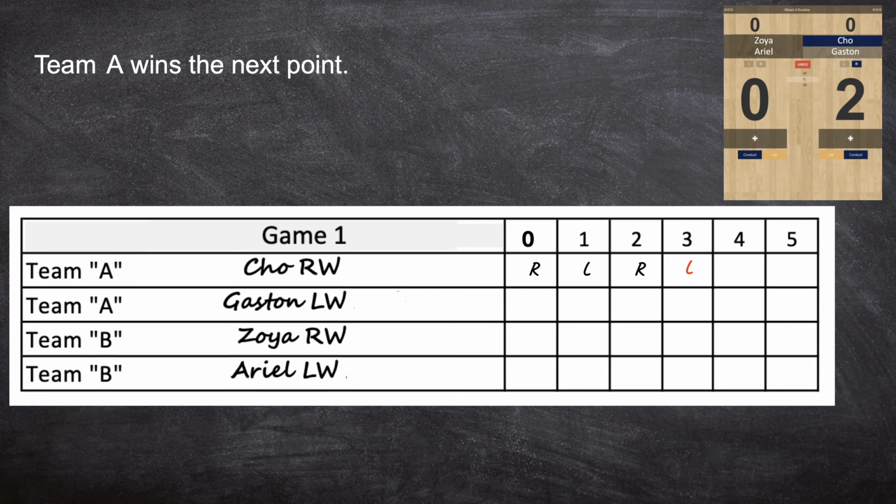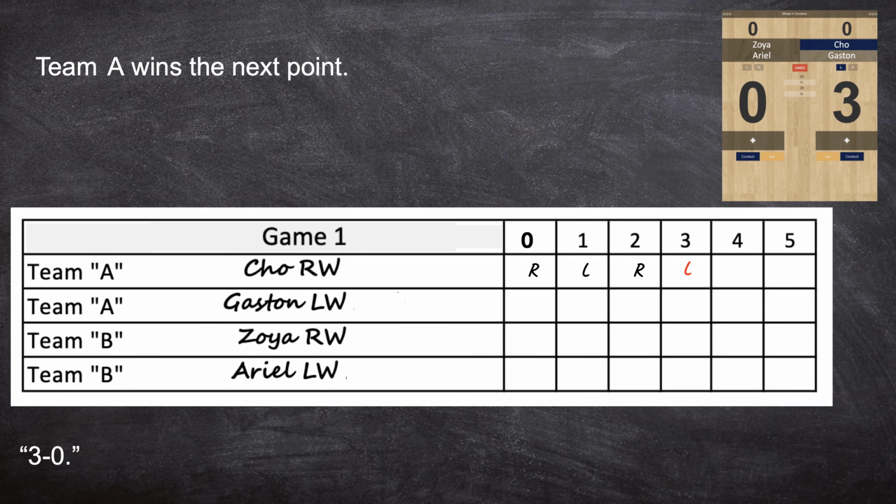Team A wins the next point. When it's an obvious winning shot, there's no need for the ref to say something. Remember the flow. Who just served? Who's serving now? Which box? What is the score? On Cho's activity line, enter L in point column 3. 3, love.